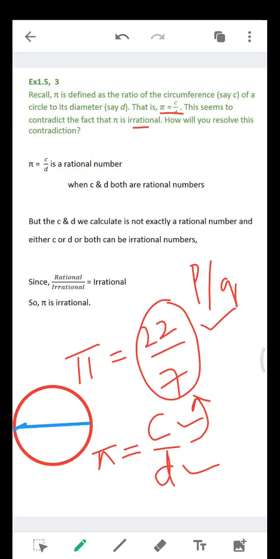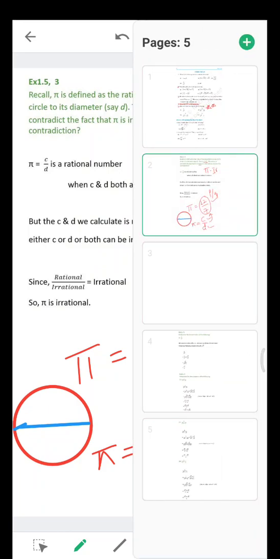So in short, you remember that pi value is always an irrational number. Which number is it? Irrational number. Okay, it's an exceptional case.